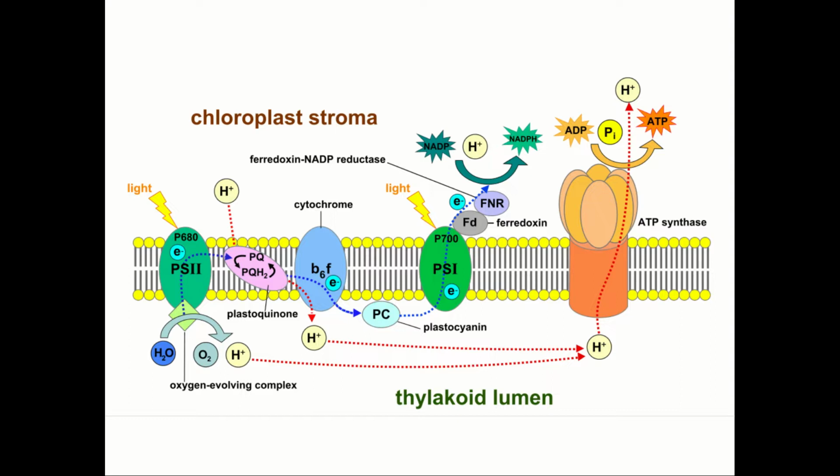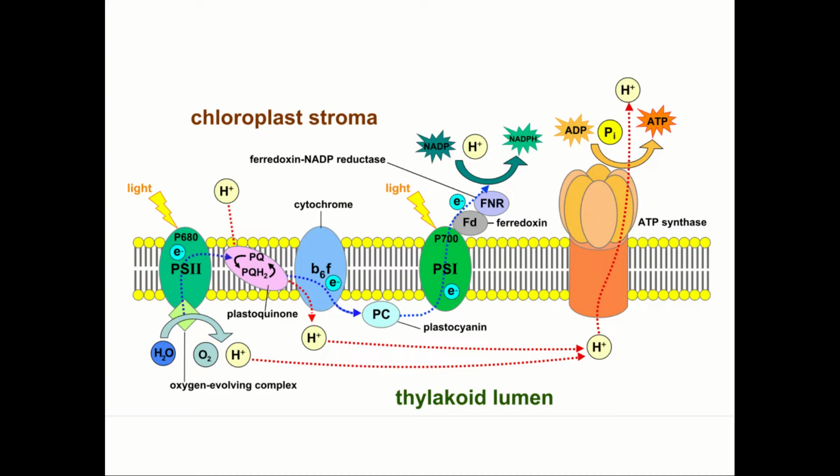That light energy is transferred to a special chlorophyll, which is known as the reaction center. And in the reaction center, electrons are taken from water, and those electrons are ultimately used to reduce the molecule NADP to NADPH. And so this reduced molecule, NADPH, provides the reducing power needed later on in the carbon reactions of photosynthesis.